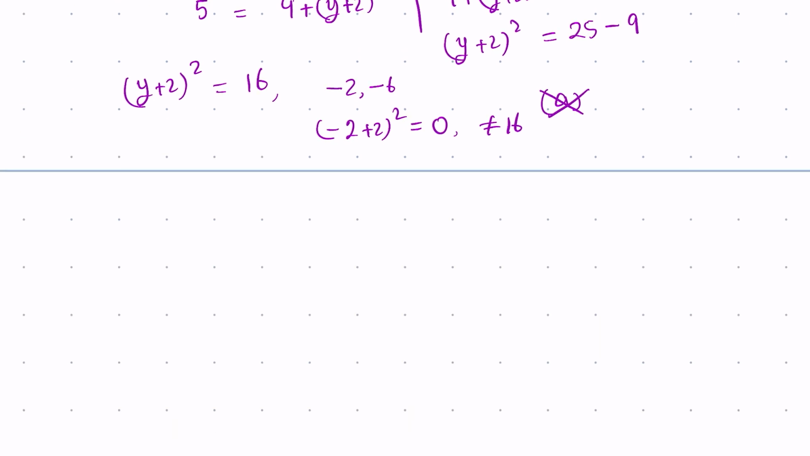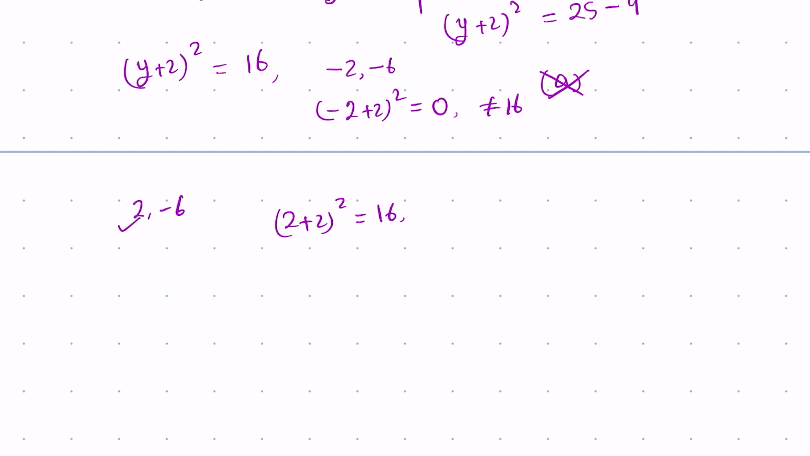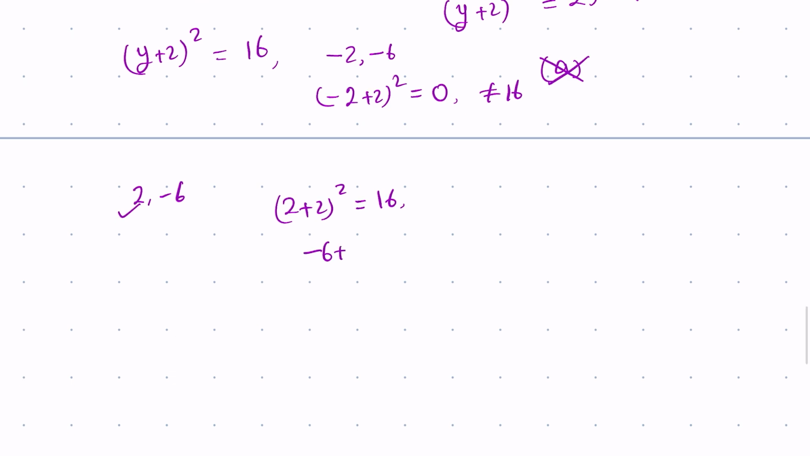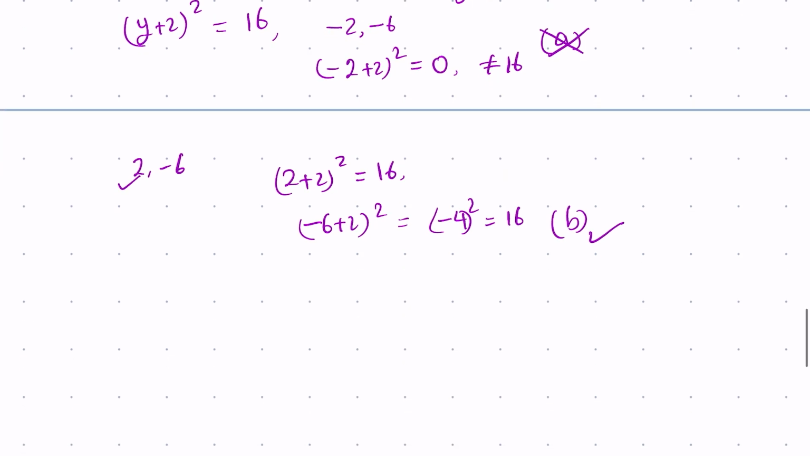Let's check option B, which says 2 comma minus 6. So 2 plus 2 whole squared, so that's 4 squared, is equal to 16. Okay, that satisfies this. What about minus 6? Minus 6 plus 2 whole squared is equal to, well, minus 4 squared, which is also 16. So we have option B as the answer. You don't have to check option C and D because we already got the answer. Anyways, they're wrong. So option B is the correct answer. The values for y are 2 comma minus 6.